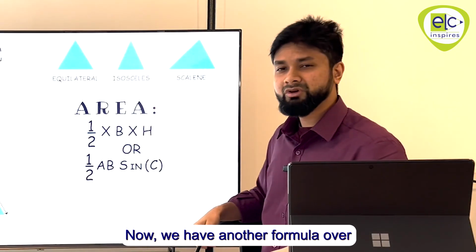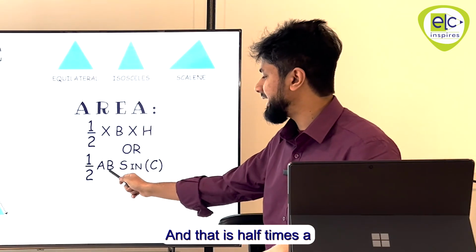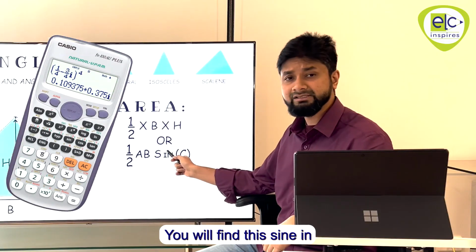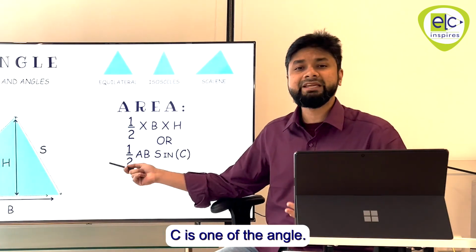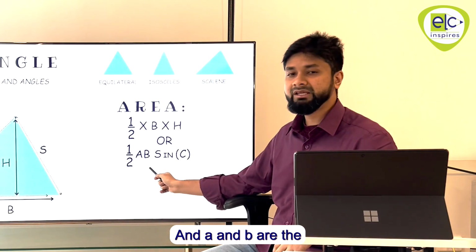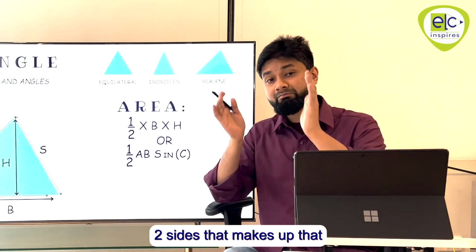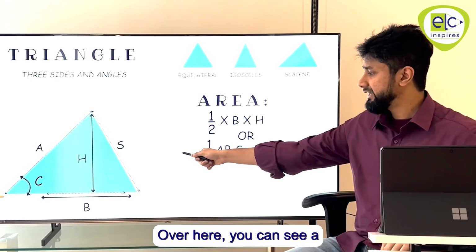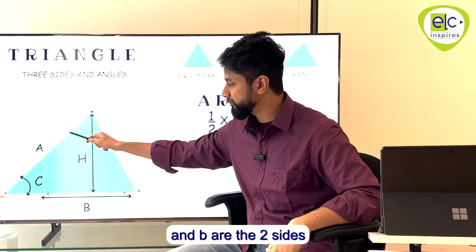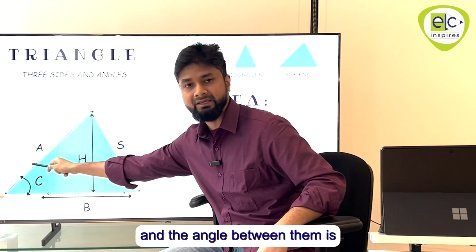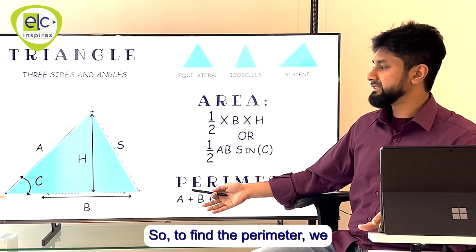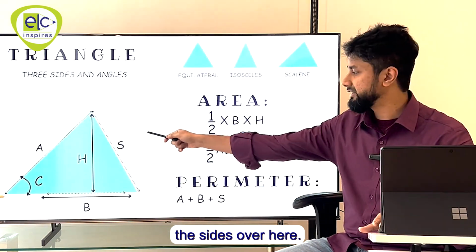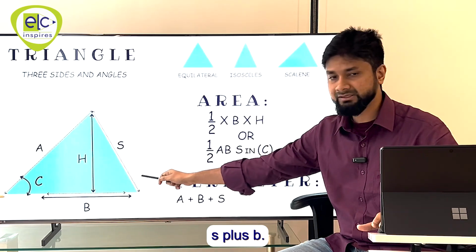Now we have another formula over here, and that is half times AB sine C. You will find this sine in your calculator. C is one of the angles, and A and B are the 2 sides that make up that angle. Over here you can see A and B are the 2 sides and the angle between them is C. So to find the perimeter, we just have to simply add all the sides. Over here it's going to be A plus B plus C.